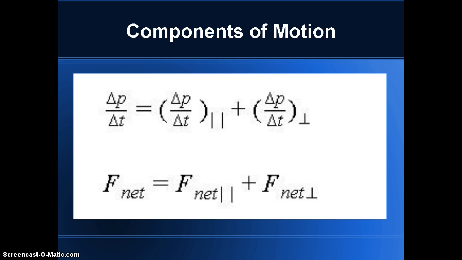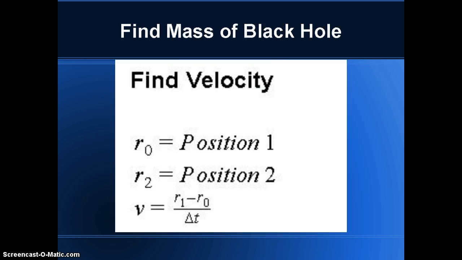Now we will have to talk about all of these equations and how to use them to find the mass of the black hole. The first step is finding the velocity. If we have R0 and R2, position 1 and position 2, and we subtract the first one from the last one, divided by the change in time, we'll be given the velocity.